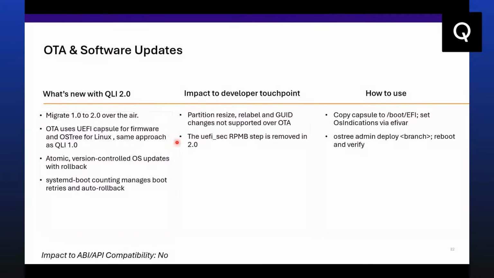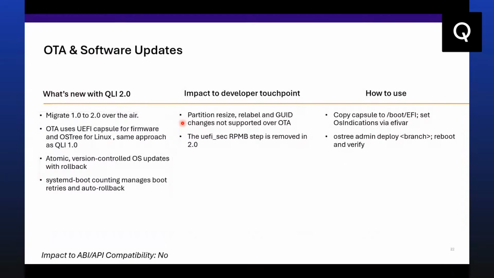We still do atomic version controlled updates with the ability to roll back, and systemd boot counting manages the boot retries and auto rollback. So one could compatibly move from a 1.0 to 2.0 release. There are some things to be aware of though. What OTA on field would not do, if you have a 1.0 device with a specific partition size or a partition label or even a specific GUID, is change it, because these kinds of operations could be quite risky for the device.